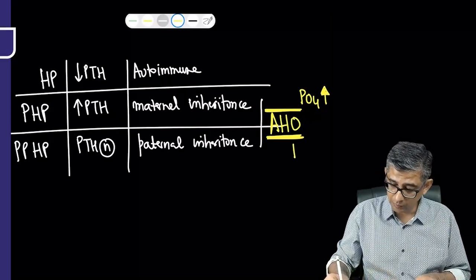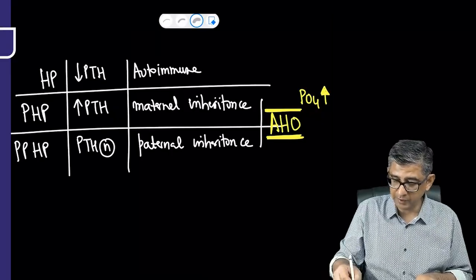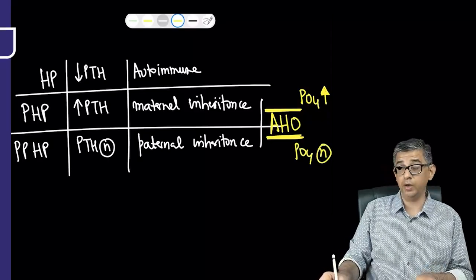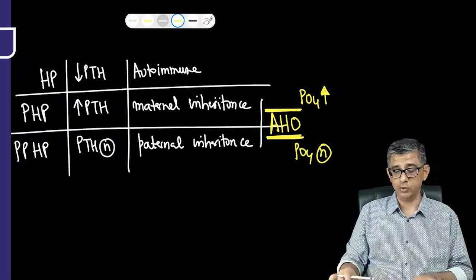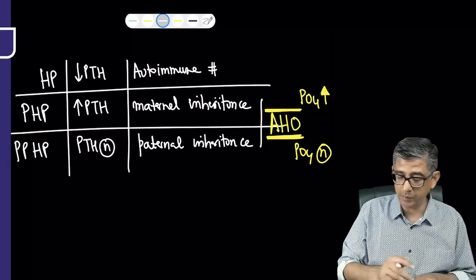But phosphate values will be normal in patients who are having PPHP. In fact, that phosphate thing I've written with a separate color at the moment because there's a possibility you may not remember it, but the hormonal issues have to be clear. Autoimmune destruction of the gland is the primary cause of hypoparathyroidism.